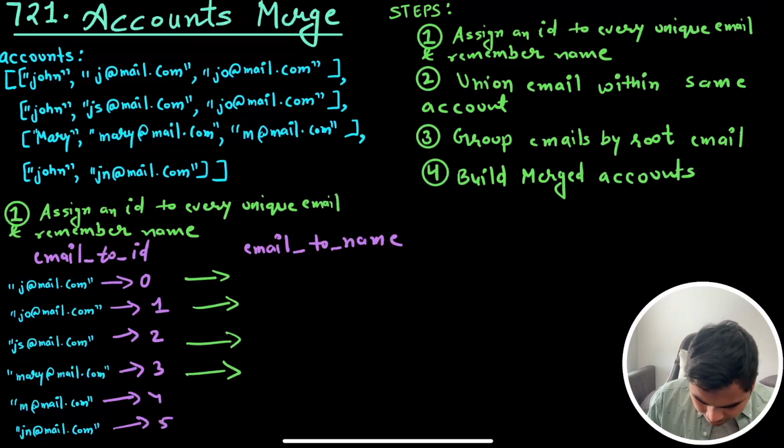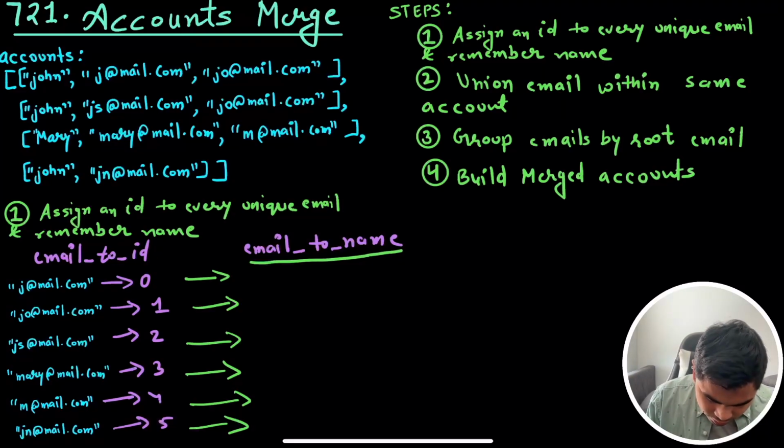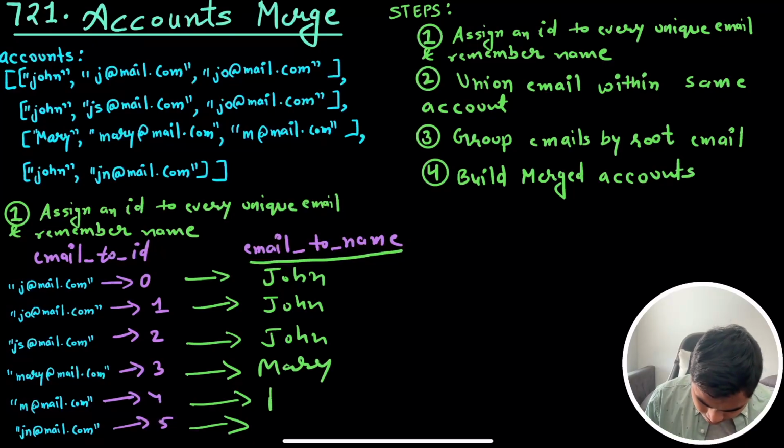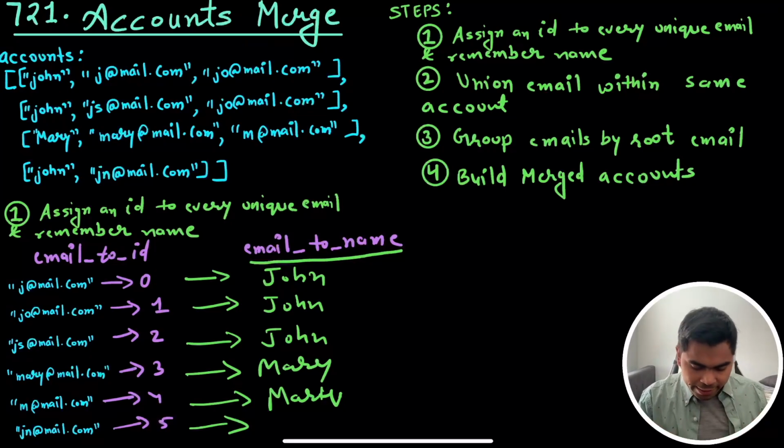All right, so I will have another dictionary right here, which will store the name associated with these unique emails. First email is John, if you remember. Next is also John, third is also John, fourth is Mary. So I'm just storing the names. This has nothing to do, it's just the first step. We are creating these unique email IDs and assigning these number IDs to them. The reason is so that it will become easy for us to union these accounts if they belong to the same person. All right, so then the last one is also John.